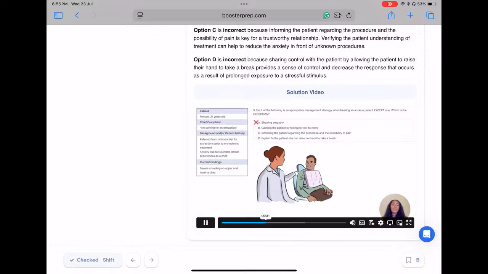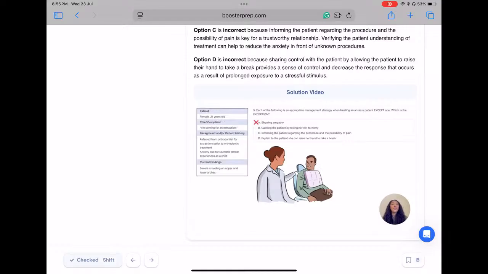Option C reads informing the patient regarding the procedure and the possibility of pain. So when you do this, this will create trust between you and your patient because you're being honest. This is going to help reduce their anxiety because this way they'll be able to trust you in this procedure and in future procedures. So this would be incorrect.